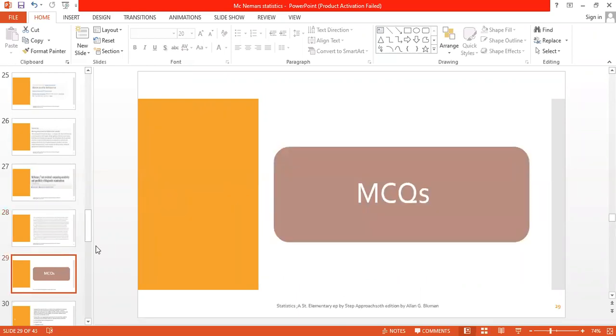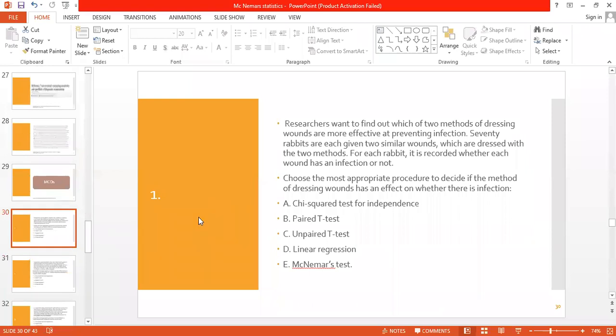Now it's time for the MCQ session. A researcher wants to find out which of two methods of dressing wounds is more effective at preventing infection. 70 rabbits are each given two similar wounds which are dressed with the two methods. For each rabbit, it is recorded whether each wound has an infection or not.